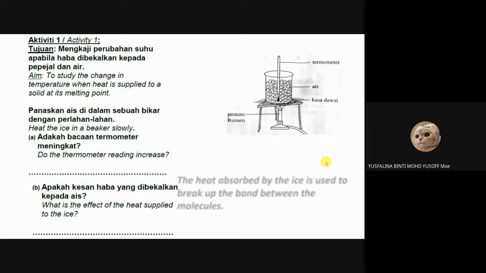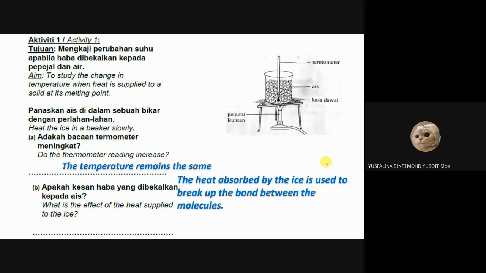Okay, let's say you heat the ice in a beaker slowly. It says here, does the thermometer reading increase? Now it changed phase, right, from ice to water. From ice to water, there is no change, because all the heat energy is used to melt the ice, so there is no change in temperature. The temperature remains the same. So what is the effect of the heat supply to the ice?